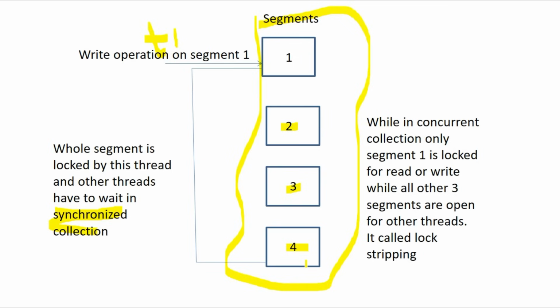Now what about concurrent collection? In the concurrent collection, if one particular segment is blocked by thread T1, then T2, T3, T4 can all operate on the remaining segments without any issues. And this particular operation is called lock striping. What the concurrent collection does is divide our whole collection into multiple parts, and if one particular segment has a write operation, then all the other threads need not wait, but can concurrently work on the other segments, which are open to them. That is why it is much faster and efficient.